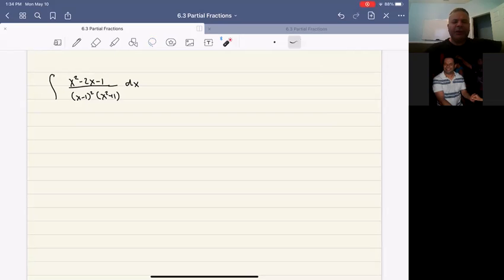Now for this one, there's two things going on. We've got this x minus 1 squared, and we have this x squared plus 1. Okay, so what we're going to do is take our integrand, and again, we're going to try to apply partial fractions.